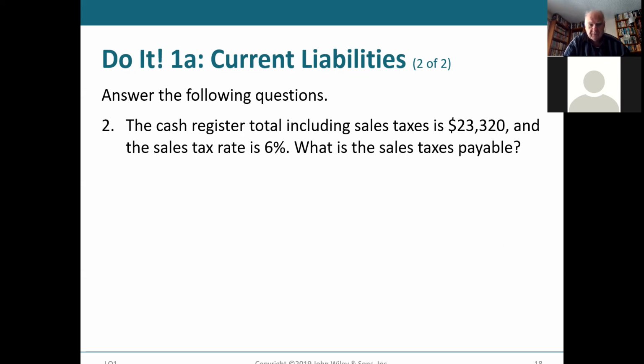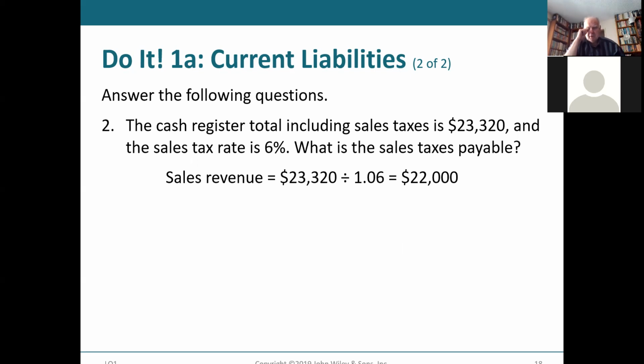The cash register total is $23,320, and the sales tax rate is 6%. What is the sales tax payable? Here, we have to go to that little calculation they showed us. We divide 23,320 by 1.06, which gives us the amount of revenue.